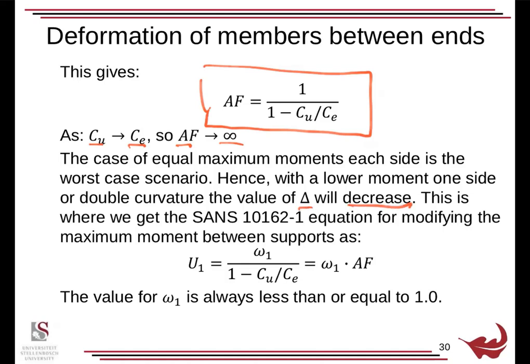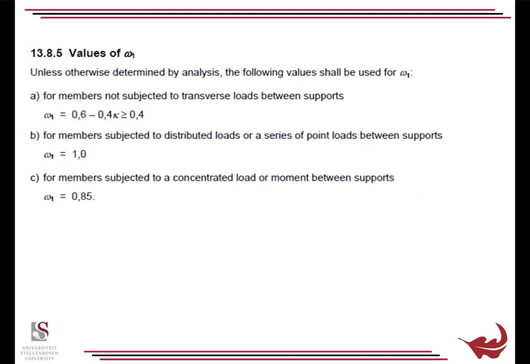So this is where we get the SANS 10162 part 1 equation for modifying the maximum moments as the following. So we adjust it by omega 2. Same concept as omega 1. We adjust the capacity based upon the shape of the bending moment diagram. Uniform moment worst case, double curvature much better. So the values of omega 1 in the code are as follows.